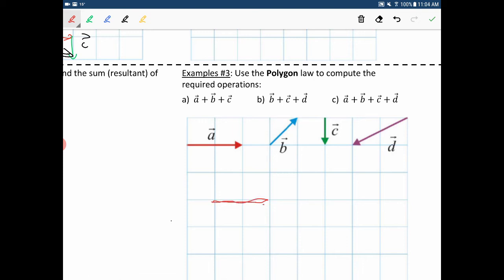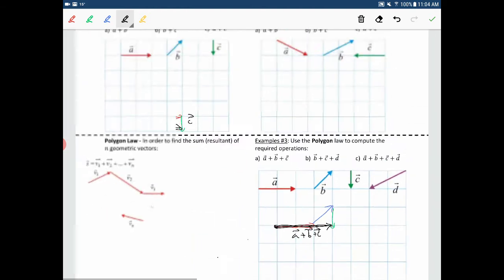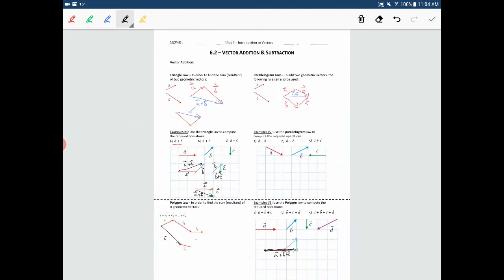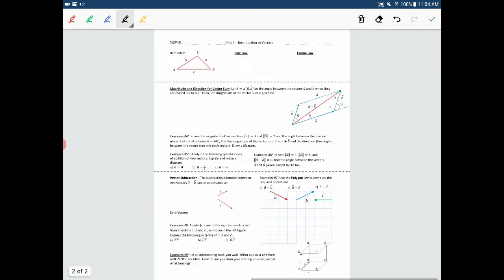So there's A, and then we'll add B, and then we'll add C, and so that tells us that the resultant vector just starts where we started, ends where we ended, so that is A plus B plus C. And you just do the same thing for the other two as well. So I'll let you handle those on your own so we can get into some harder stuff.